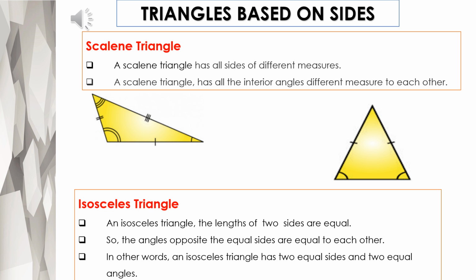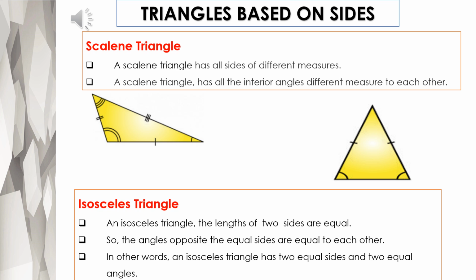First, let me take you through triangles based on sides. Let us discuss the scalene triangle. As you can see in the figure, a scalene triangle has all sides of different measures. Okay? The second property is that a scalene triangle has all the interior angles of different measure to each other. But remember, if you sum up all the three interior angles, it should be equal to, correct, 180 degrees.